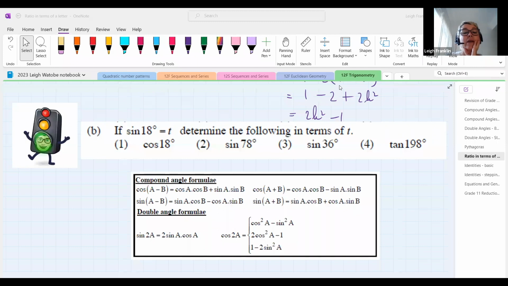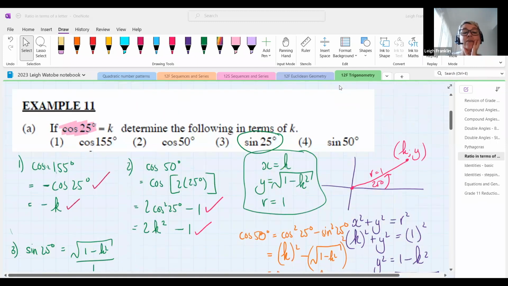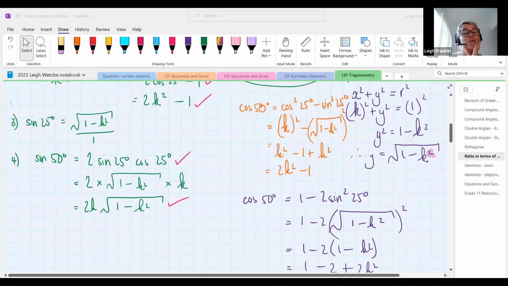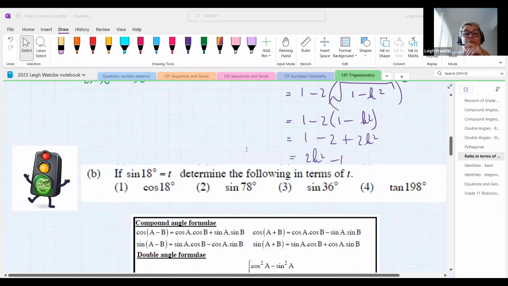Okay, Kaylee, you want to see where I wrote the sine 50 again? There you go. So it's 2 sine 25 cos 25, Kaylee. And then I'm just moving it back down again.